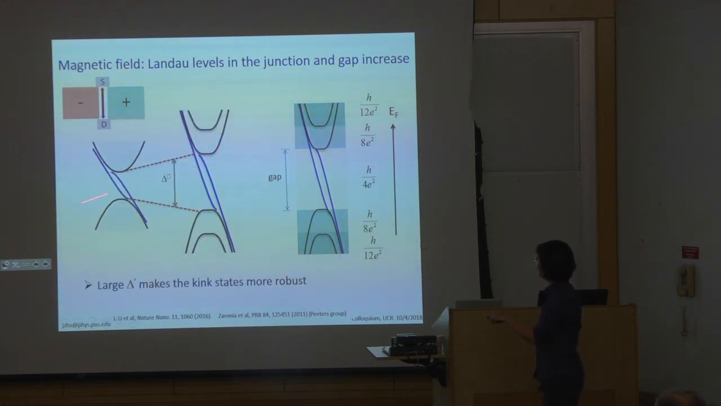There's an added benefit when you turn on a magnetic field: these lambda levels are moving up as you crank up the field. So at some point, they make the gap larger than what you set out to have. And having a larger gap is good. Your quantum wire becomes more robust, and you will see that also in the data.